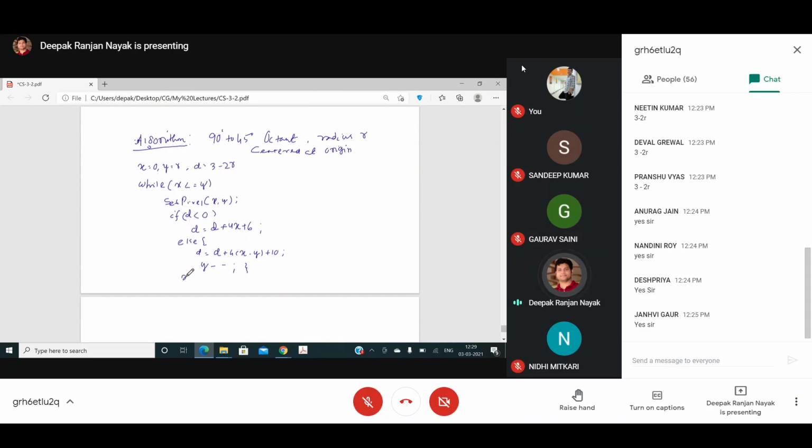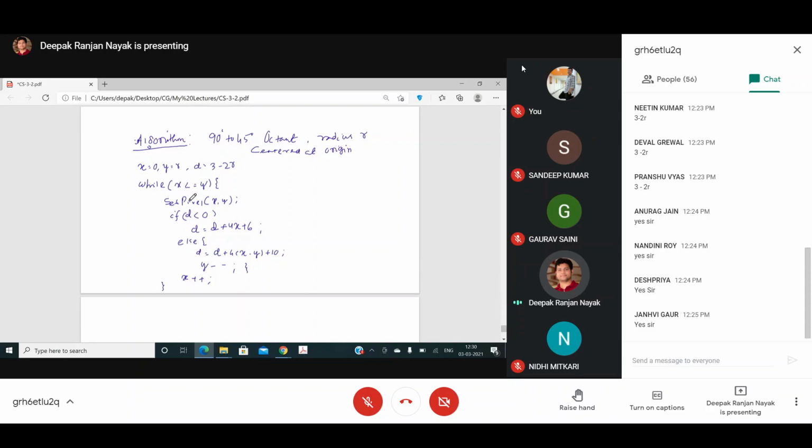Outside, I have written x plus plus. That means whether the if condition or the else condition is satisfied, my x value will always increase by 1. So this is the opening of the while loop, and this is the end of the while loop. This is what we have to do. So let us try to solve a problem and see the effect of this algorithm and how it is helpful in drawing the circle for a particular one octant, right? Accordingly, you will calculate the values for the other octants.